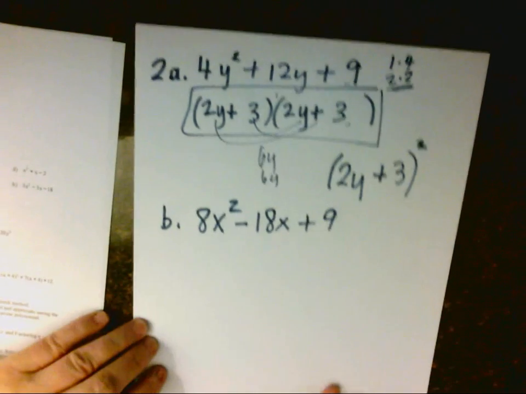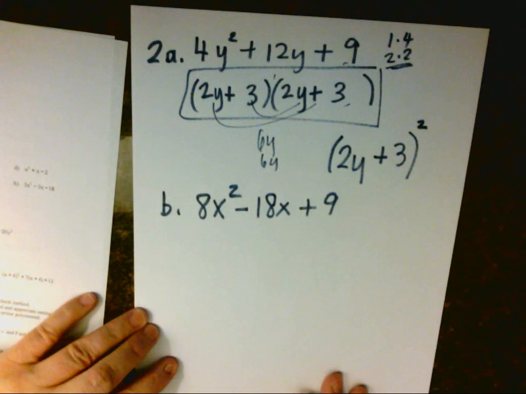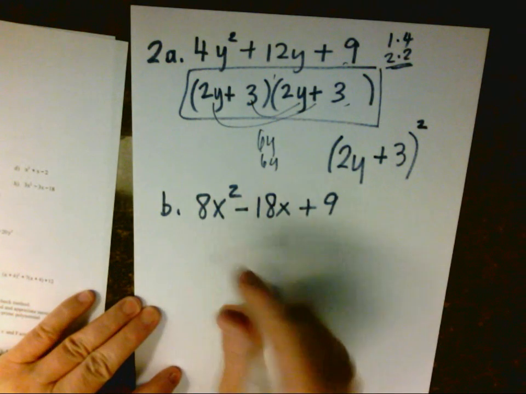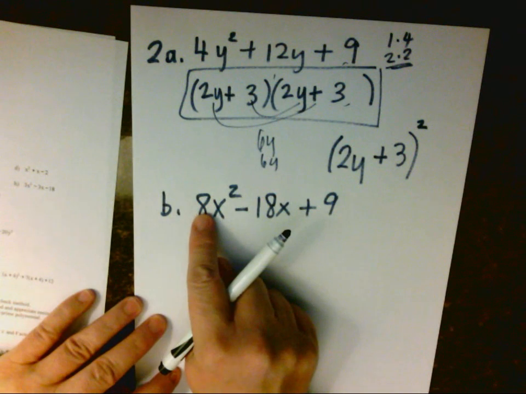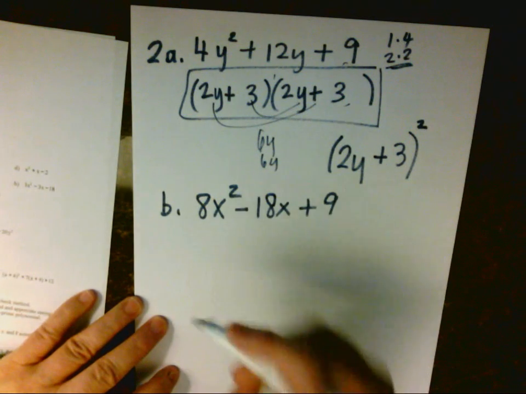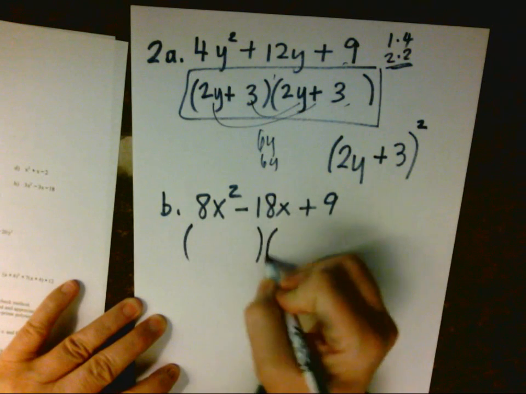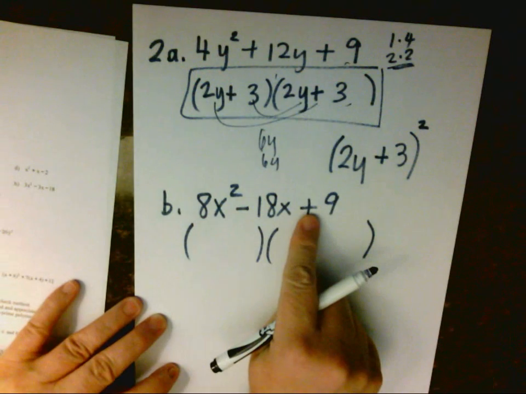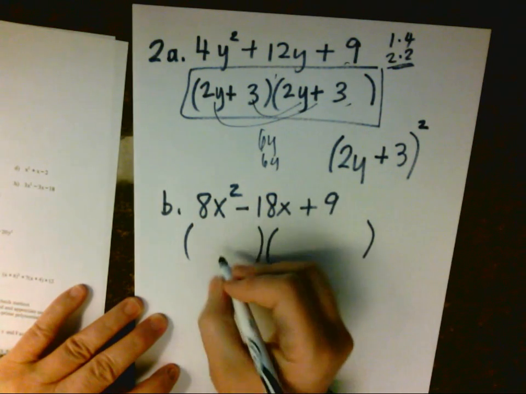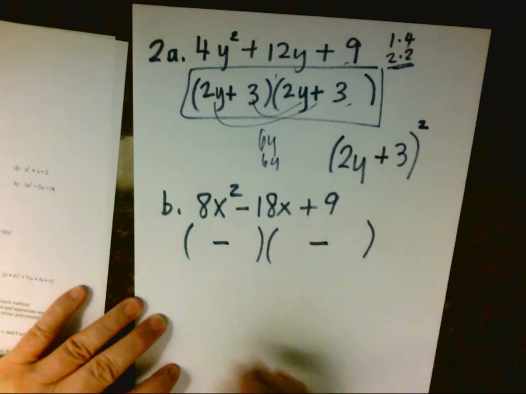Okay. No common factors here. 8 will go in. Nope. No, nothing will go into this. And this is not a perfect square. Nothing squared, well, the square root of 8, but this is not a perfect square. This is a perfect square, 3 times 3, so I don't know. We'll just have to look at this a while, I guess. It ends in a positive, so the signs will be the same. Because of this negative, they'll both be negatives.